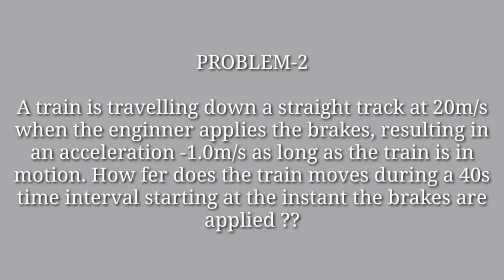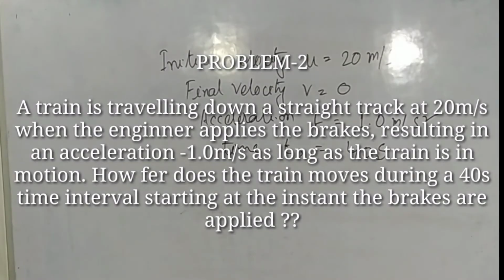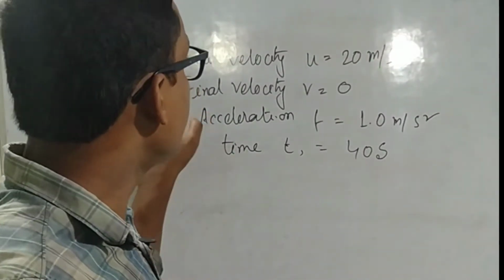A train is traveling on a straight track at 20 meters per second when the engineer applies the brake, resulting in the acceleration of minus 1.0 meter per second square. As long as the train is in motion, how far does the train move during a 40-second time interval, starting at the instant the brakes are applied? For this problem 2, we can collect the information.